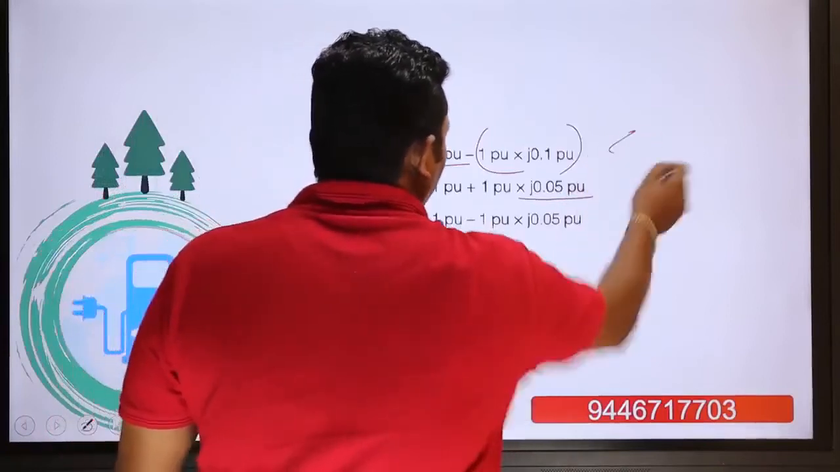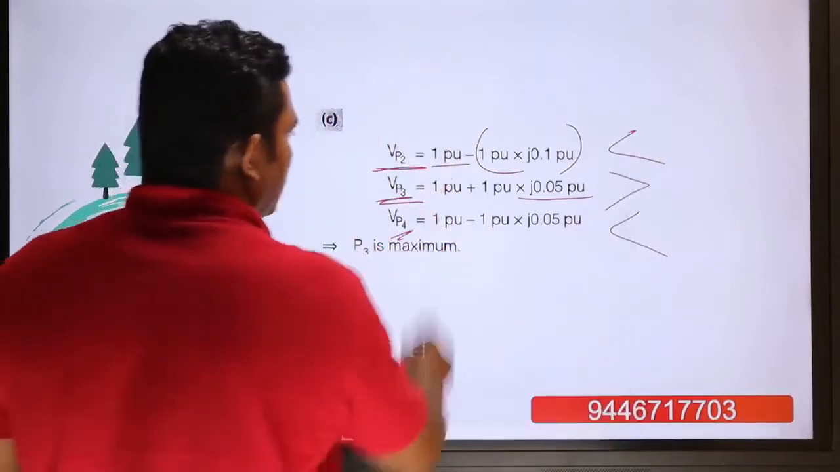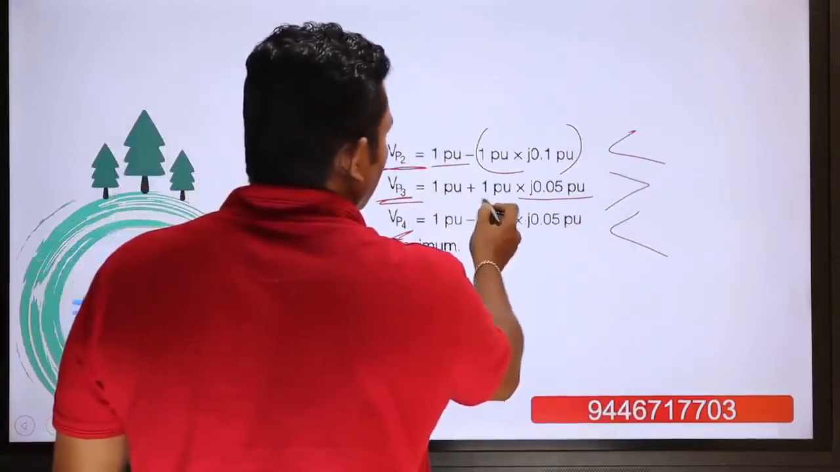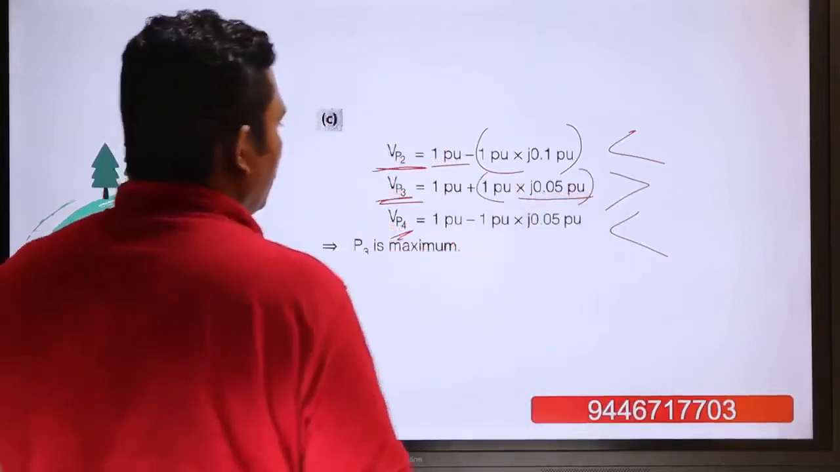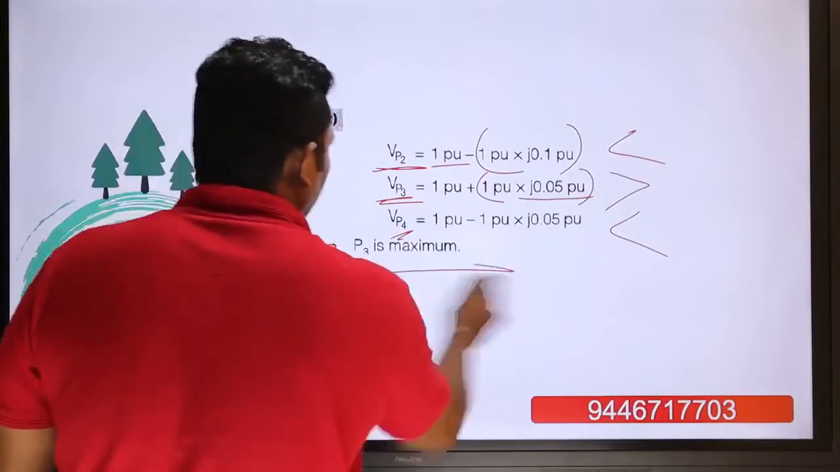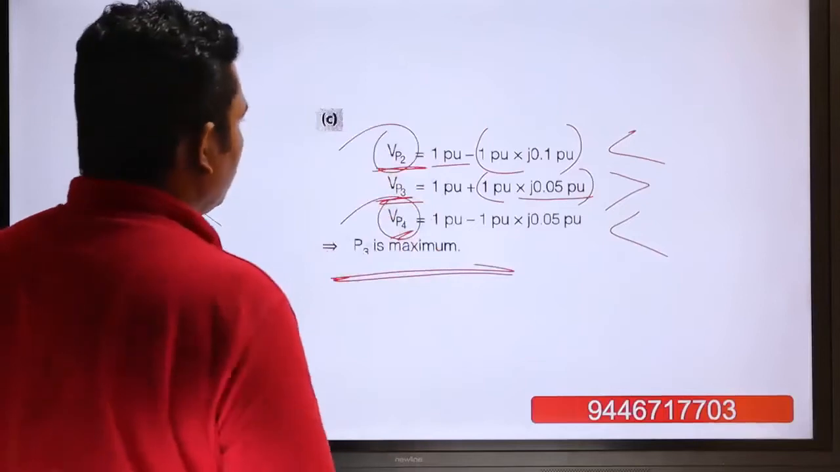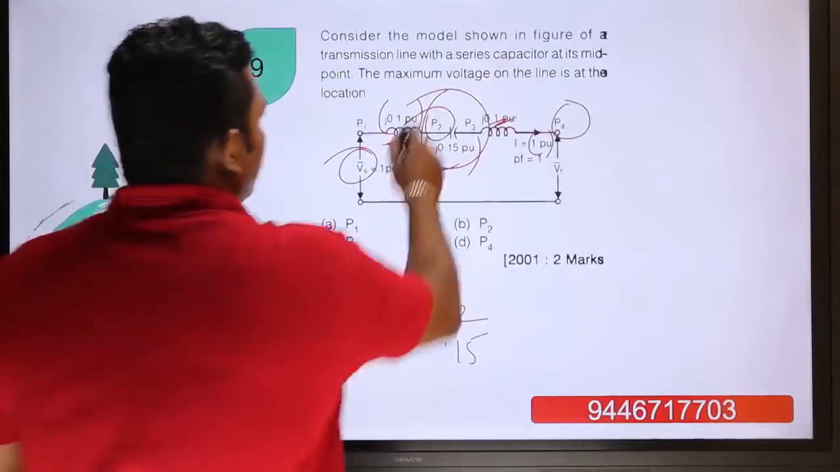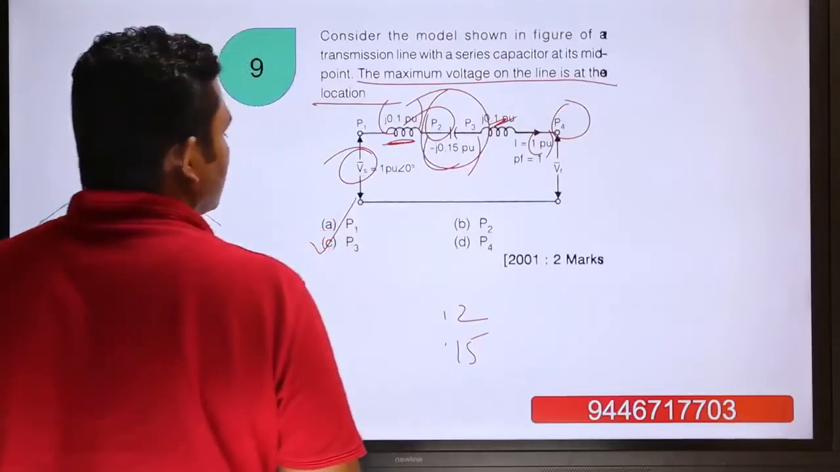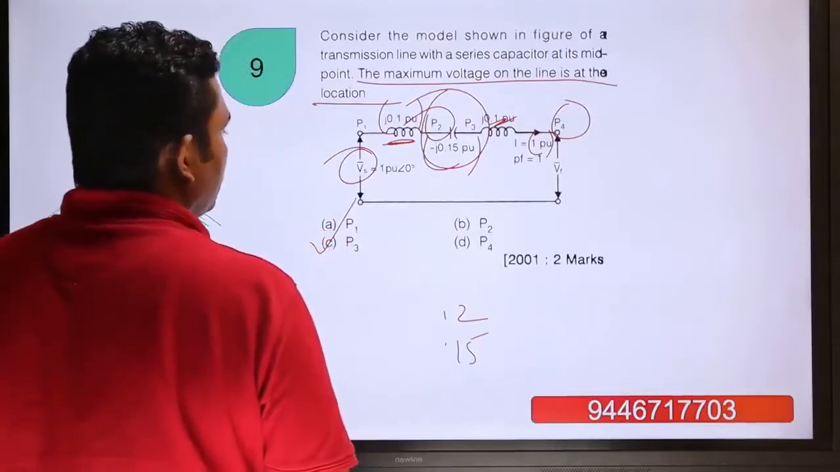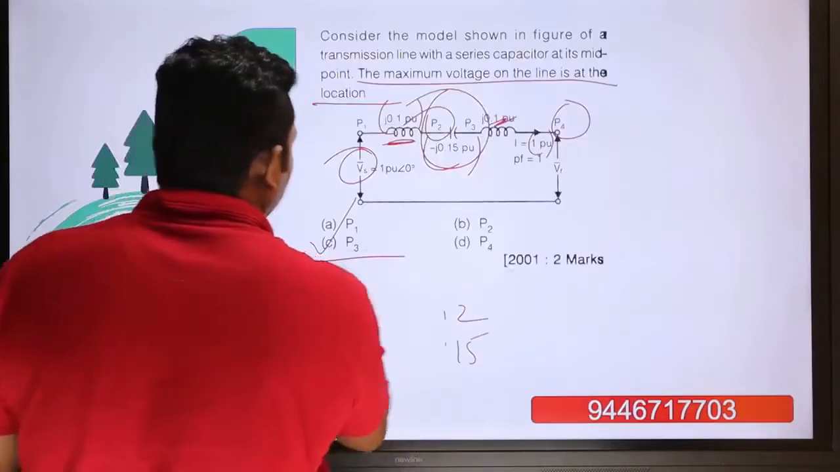So this is a lesser value, this is a lesser value, but this is a higher value, because it increases to 1 per unit voltage plus another 1 per unit into j0.05 per unit. So the voltage is maximum at P3. It is lesser at P2 and it is lesser at P4. Okay. So what will be our answer? The maximum voltage on the line occurs at P2 or P3. It occurs at P3. So the voltage at P3 is maximum.